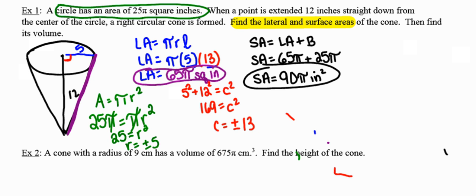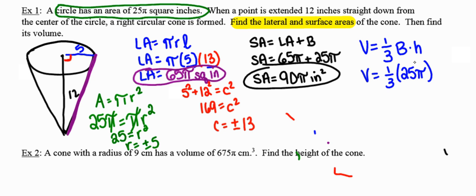All right, now that we've found both the lateral and surface areas, let's go ahead and find the volume. The formula for finding the volume equals 1/3 times the area of the base times the height of our cone. So luckily, we already know the area of the base. They told us the area of the base is 25 pi. And we already know the height of our cone. The height of our cone is 12. And make sure you use the height and not the slant height.